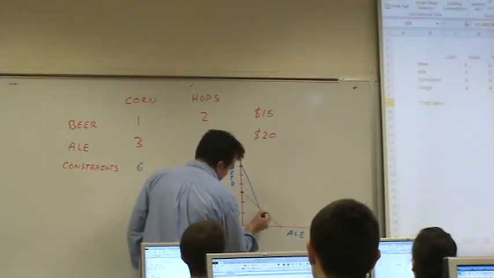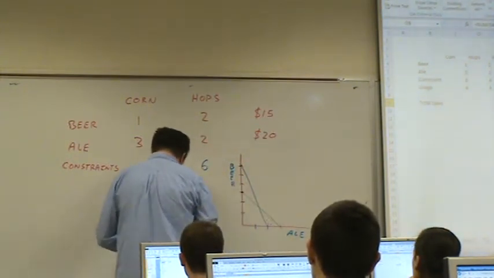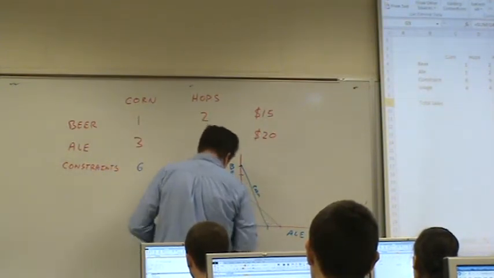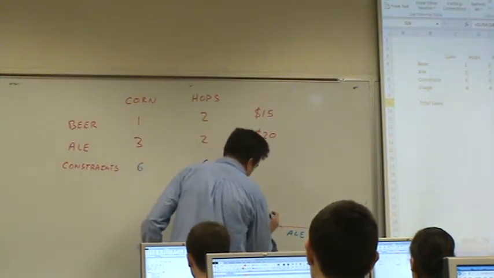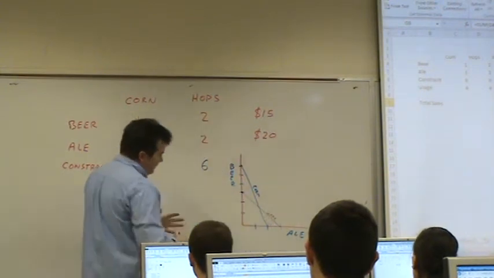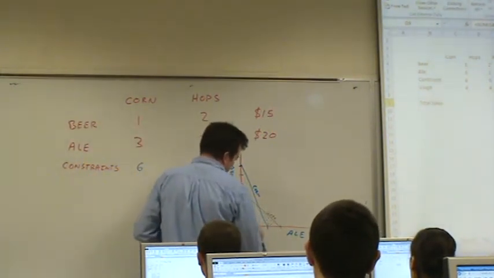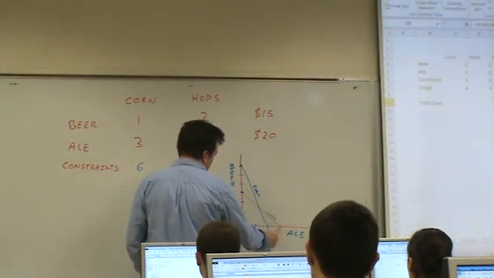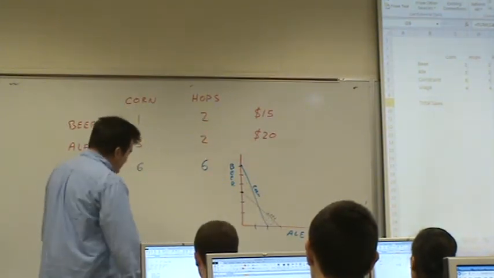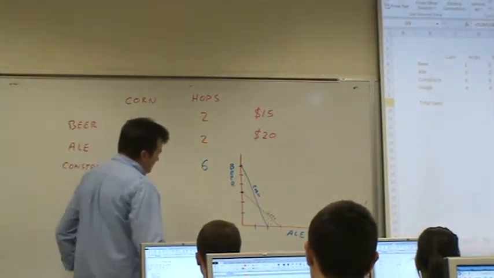We also couldn't use an answer out here because we don't have enough corn. If we pick the number out here, we have enough hops, but we don't have enough corn to come up with that number. So, for example, we couldn't say, let's make 3 barrels of ale because we don't have enough corn to do that. So the only feasible answer, possible candidates as the maximal answer, is anything in this region.